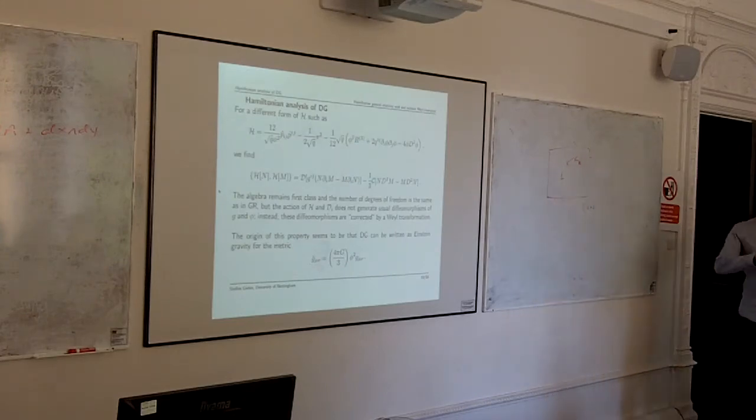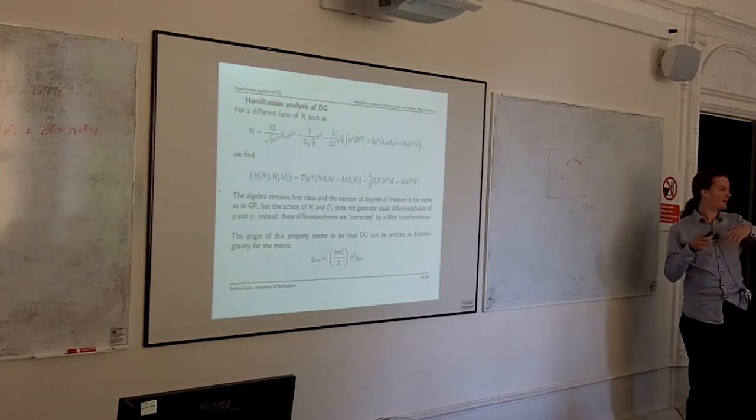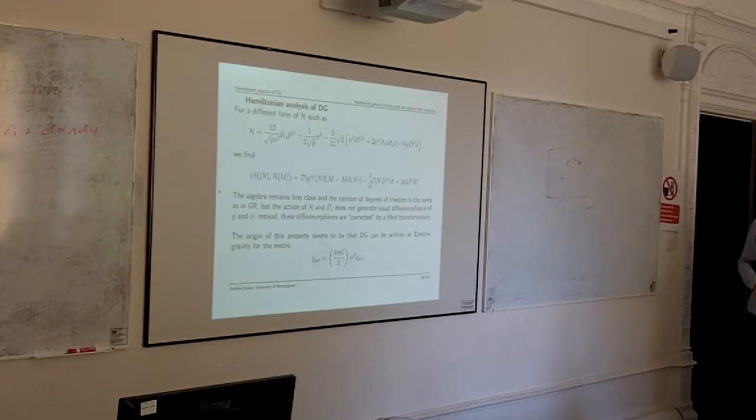So I have these 5 constraints, right? So I can write down H, D, D_i, and C. That's 5 constraints. And they're a first-class algebra, so I'm happy. I'd like to identify 4 of them that just do diffeos and nothing else.